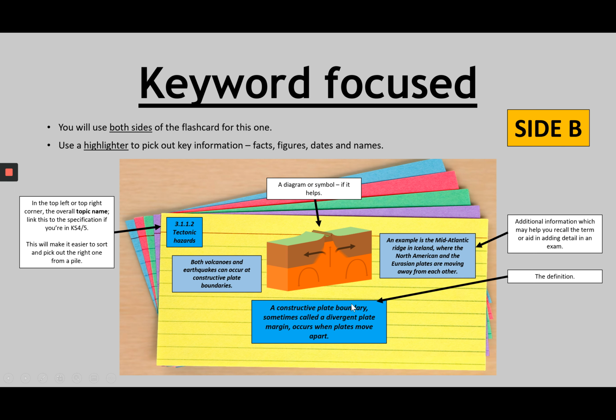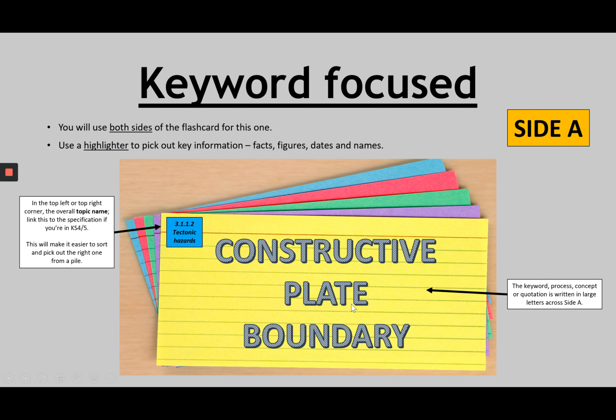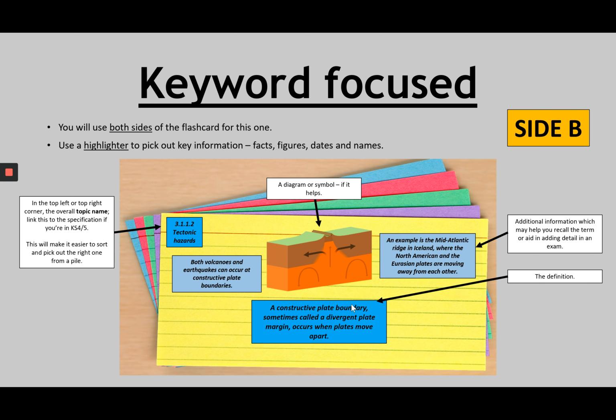Okay, so let's go through the main features one more time. We'll start off with side A. Side A on the top left has the link to the specification or the topic and the key term nice and big. Then on side B, we've got a diagram or a symbol to help you remember or to recall the meaning of the key term. Just underneath that, we've got the actual definition of the key term. And then either side of the diagram, if you choose to have a diagram, we have additional information that may help you recall the term or aid in adding detail in an exam.